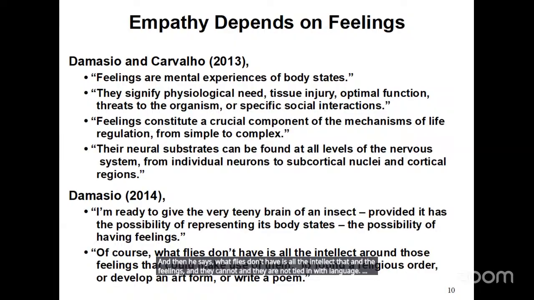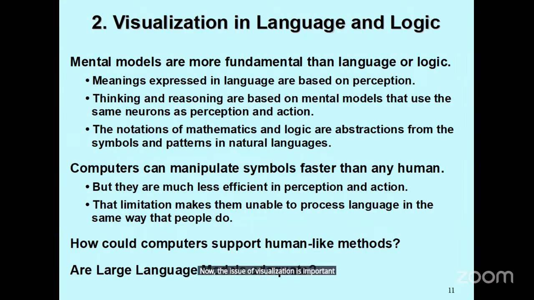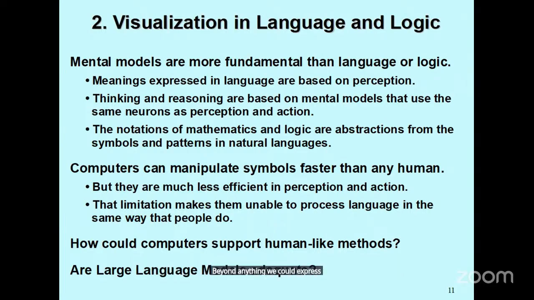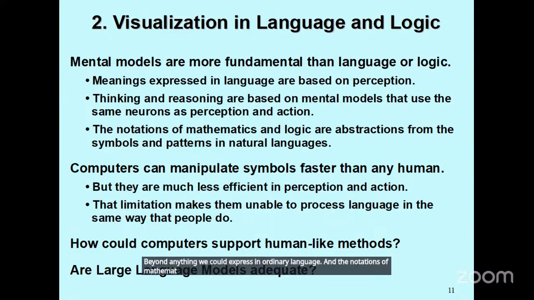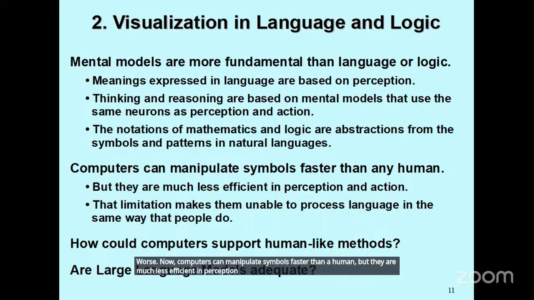Now, the question is, what do we do? The issue of visualization is important: mental models are more fundamental than language or logic. The meanings expressed in language are based on perception, and perception involves an immense amount of detail, far beyond anything we could express in ordinary language. And the notations of mathematics and logic are abstractions from the symbols and patterns of language, and that's even worse. Computers can manipulate symbols faster than a human, but they are much less efficient in perception and action. And that makes them unable to process language the way people do.